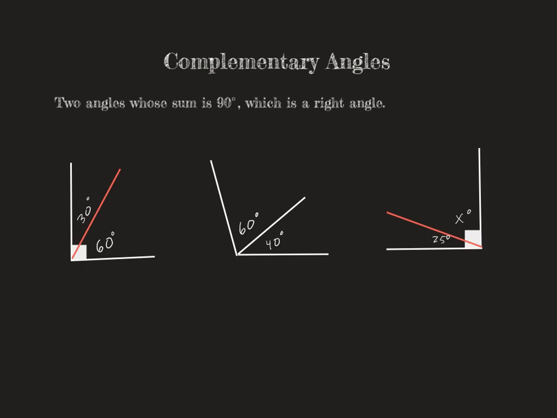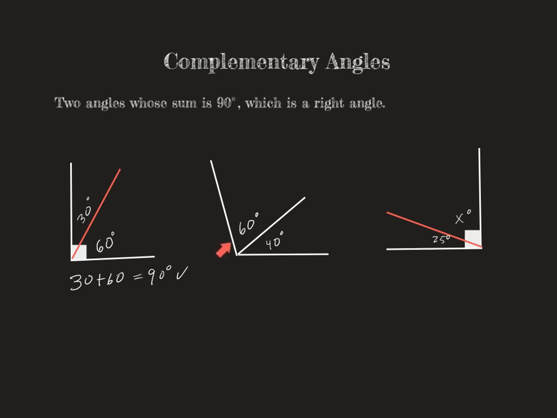We're going to start by covering what complementary angles are. Complementary angles are two angles whose sum is 90 degrees, which is a right angle. So, we're going to start by looking at the first one. We have 30 plus 60, that's going to give me 90 degrees. So in this one, we can clearly see that that's a right angle. Whenever you see a square like this, that means that that's going to be a right angle. So you know that the two angles in this case are going to give you 90 degrees.